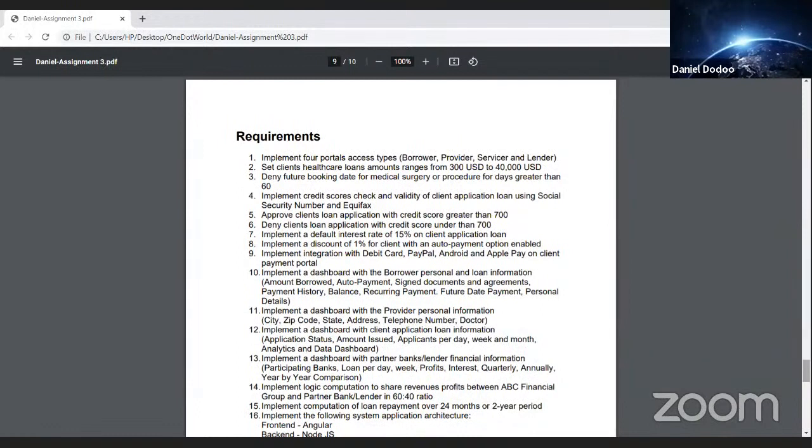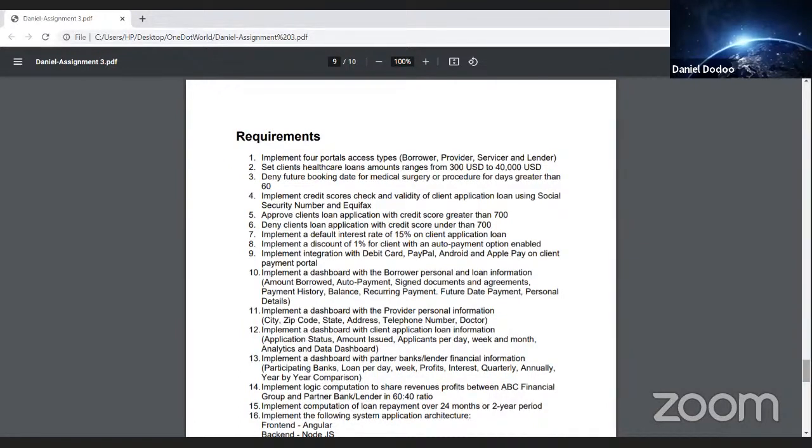And also set clients' healthcare loan amount ranges from 300 to 40,000 USD. Deny future booking dates for medical surgery or procedures for days greater than 60. So for days that are greater than 60, the system will not allow anyone trying to choose a day greater than the day stated.